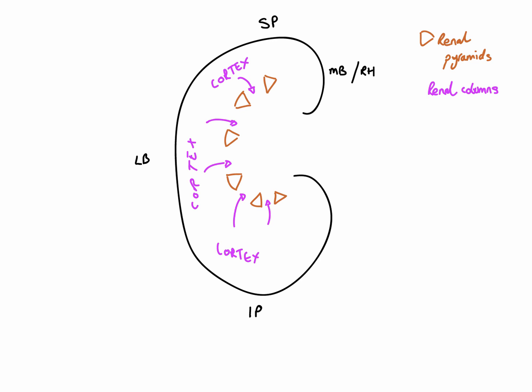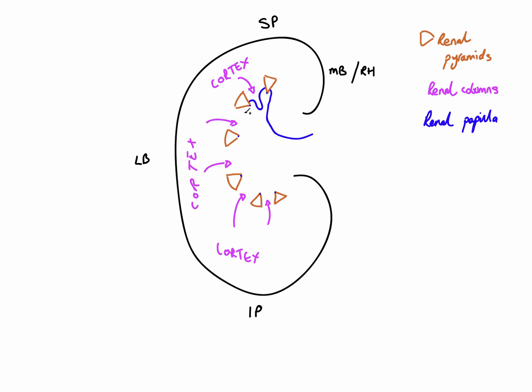We then have at the apex of each renal pyramid what's known as a renal papilla. And these open into what are known as minor calyces. So the urine that's been formed within the kidney then has to pass into the ureter. And to do this, it passes through the apex, the renal papillae, of these renal pyramids.